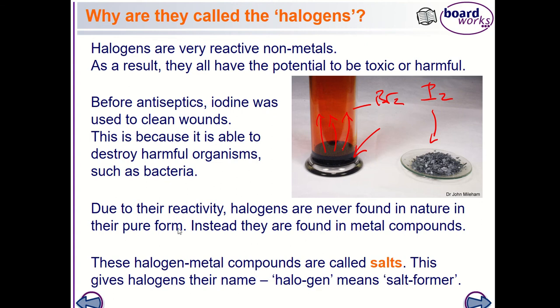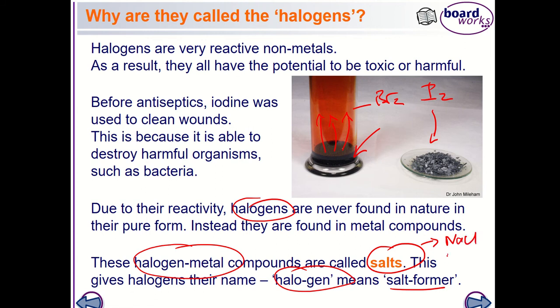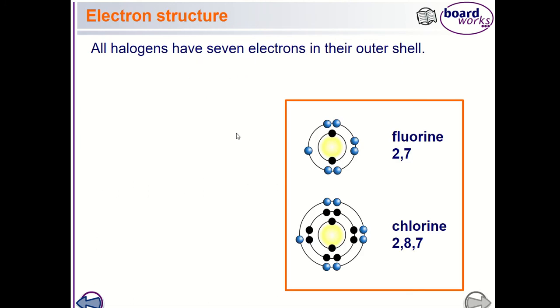Okay, so we don't ever find halogens pure and uncombined in the environment. We don't find them in the air, we don't find them in rocks or the soil or the crust of the earth as uncombined elements, because they are extremely reactive. We find them generally in halogen metal compounds called salts. In fact, the word halogen comes from the Greek word which means salt former. So when I talk about salts, things like sodium chloride, potassium bromide, that's the sort of thing we're talking about there, and that's how they're found.